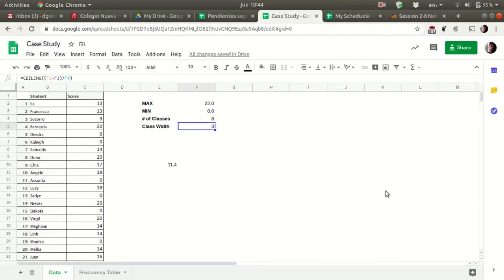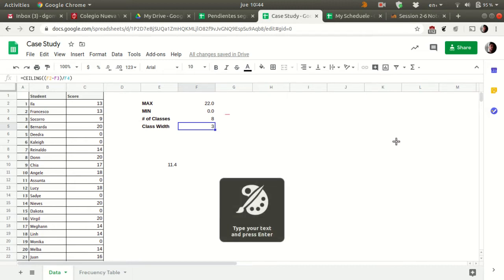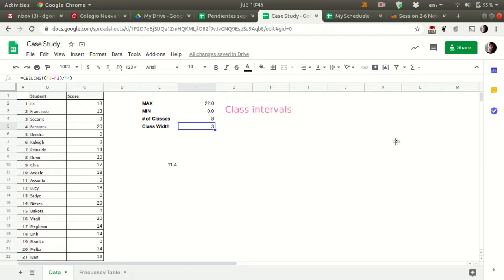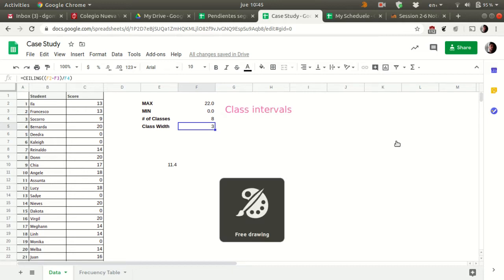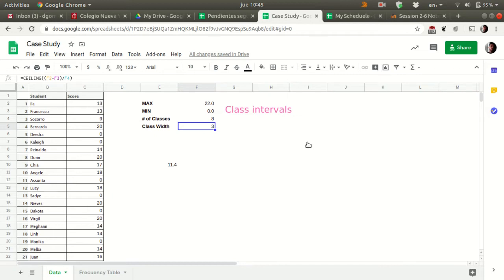So now we can start constructing our frequency table. And the first column that we're going to construct is the class intervals. Okay, so now we're always going to start the first interval at the minimum. So we're going to start at 0. And because the class width is 3, the interval is going to start from 0 and go to 3.